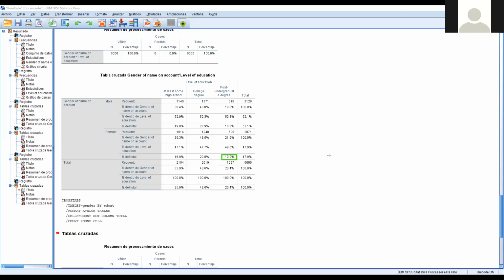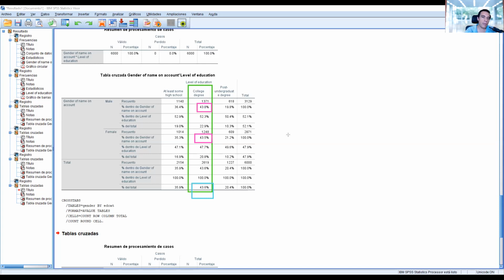Yes, please. Male that has a college degree. Almost, but not correct. It's college degree, because if we add both, they have almost half of our customers, 43%. And if you look at both percentages, you can see that they are almost the same.